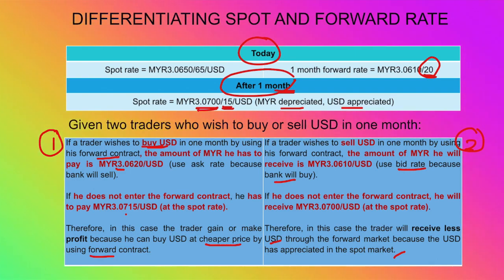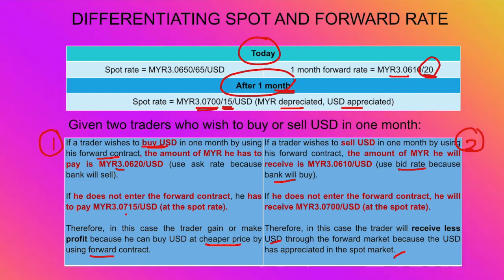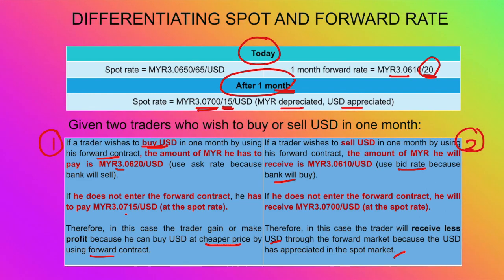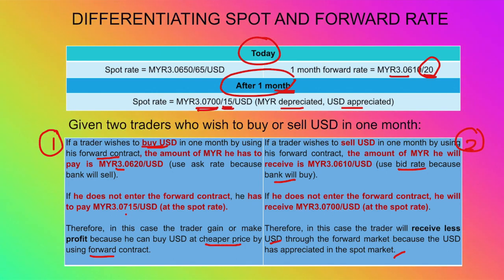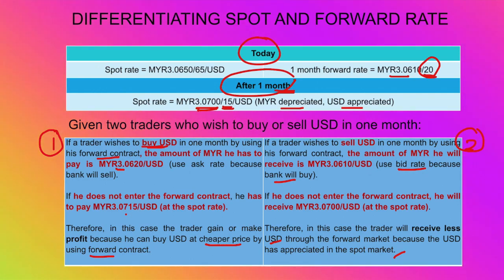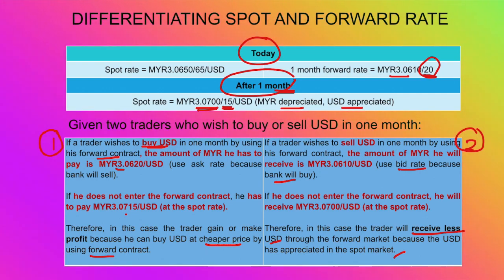Okay, this one from 3.0610, the USD appreciated, meaning the Malaysia ringgit depreciated to 3.0700. So, for this case, the trader will receive less US dollar.